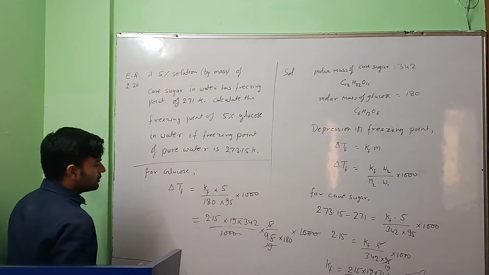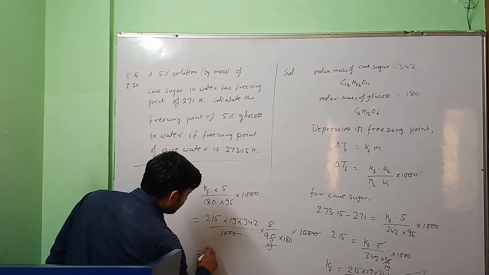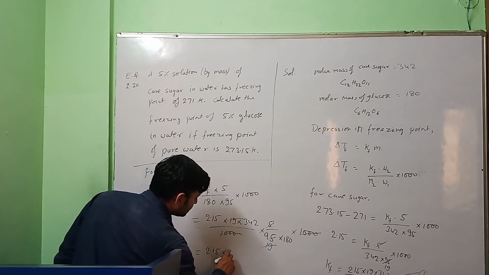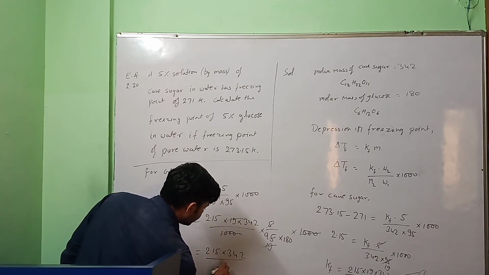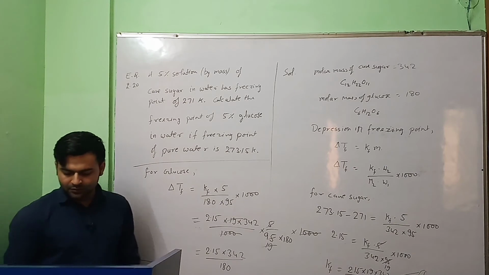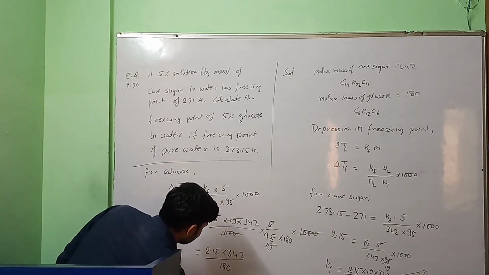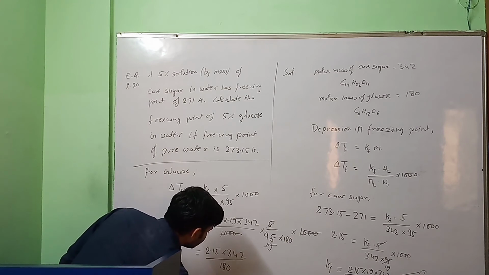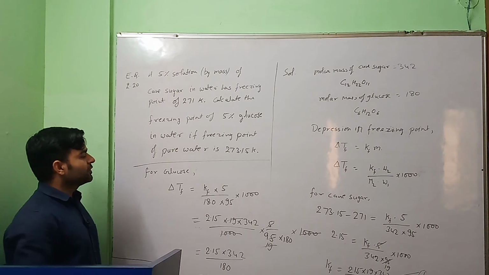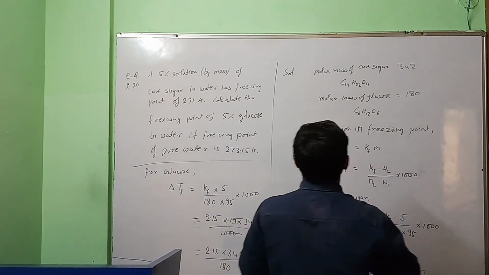Now the final value we will be getting is 2.15 into 342 upon 180. So the answer will be 4.085. So this is the depression in freezing point, and we have to calculate the freezing point of the solution.